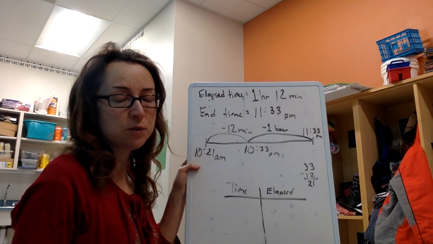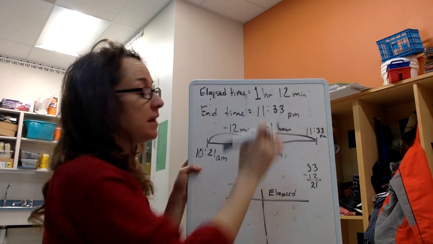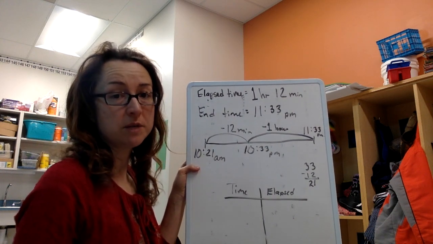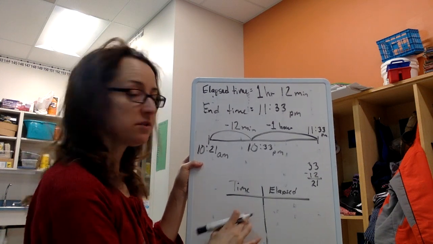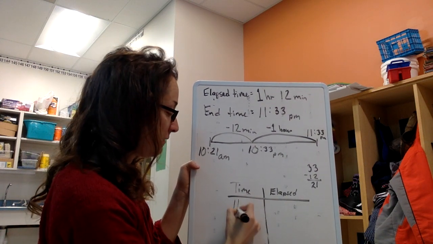I don't know what the situation was in this case, but I'm given the elapsed time and the end time in order to figure out what my start time is. Now let's use our T-chart for this. So we have an end time of 11:33.